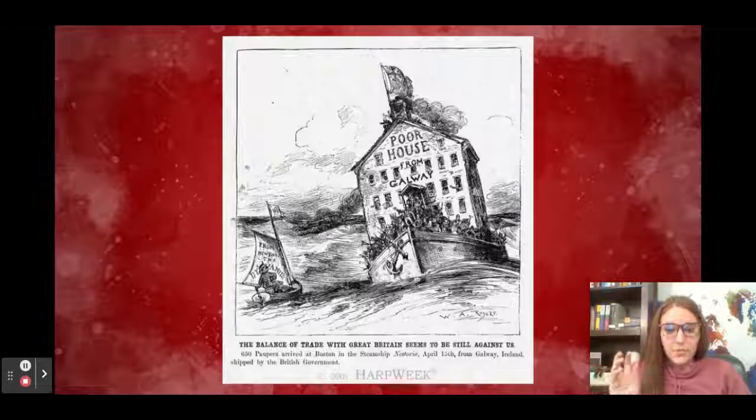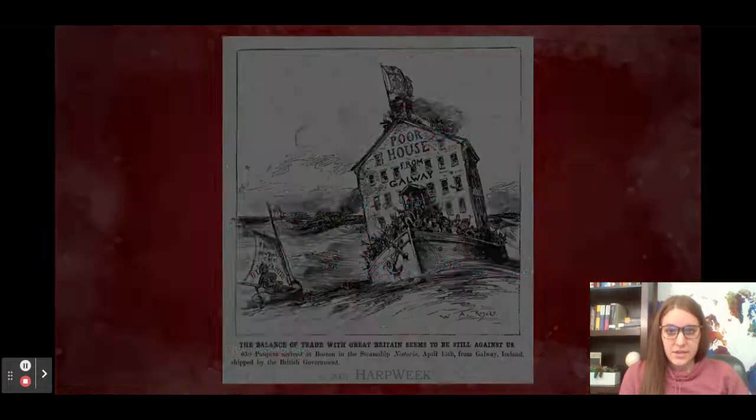And so, really, there starts to be movements to limit the number of undesirables. Immigrants that were seen as undesirable might have medical conditions or were poor. It could be certain types of women that were coming, or more specifically, certain races like the Chinese.